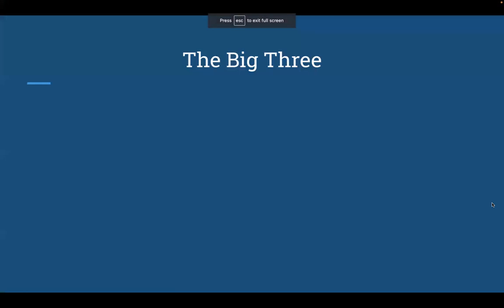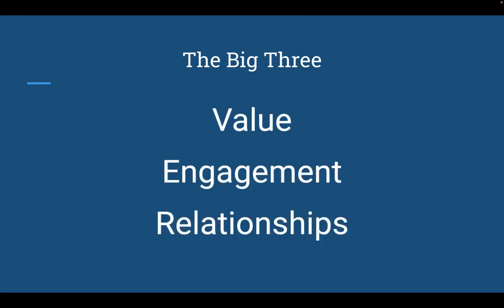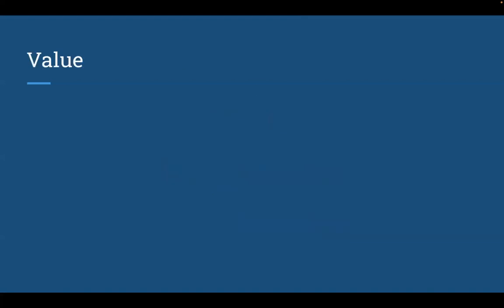Okay, so when we talk about the big three, this is sort of if I had a marketing book that I'd write someday, which I'm not going to, I have no interest in doing that. These are my big three: value, engagement, and relationships. This is my secret sauce to marketing, especially social and digital marketing, but across the board, these are the big three that build a powerful and successful relational business. So let's break those down.